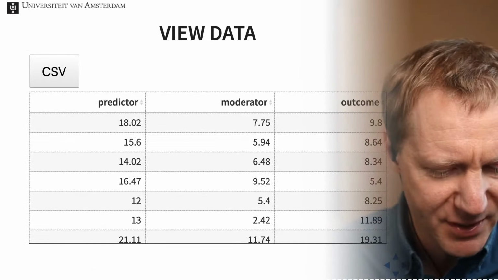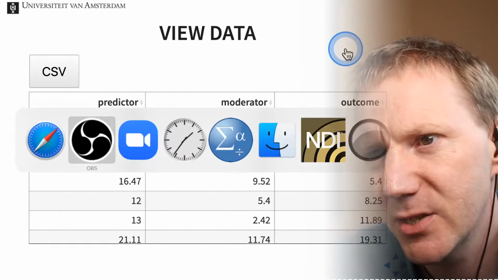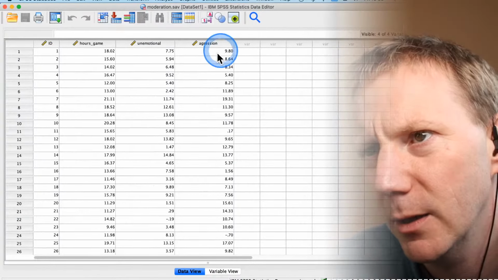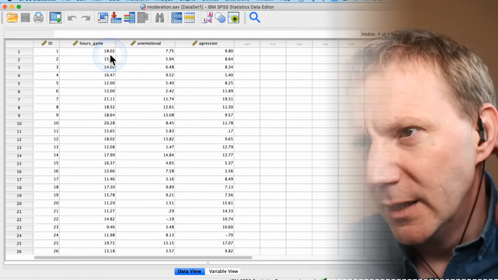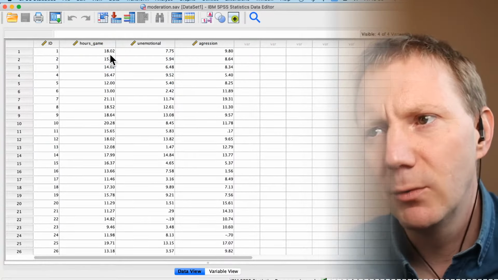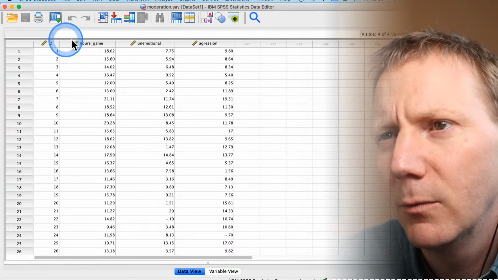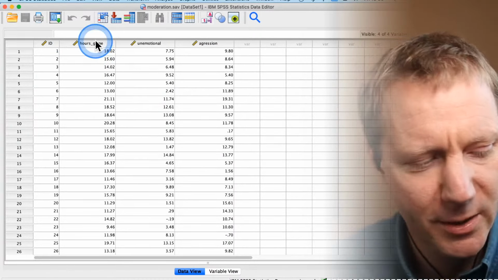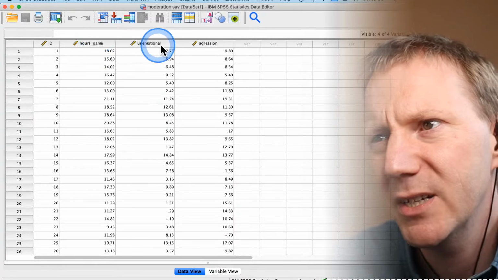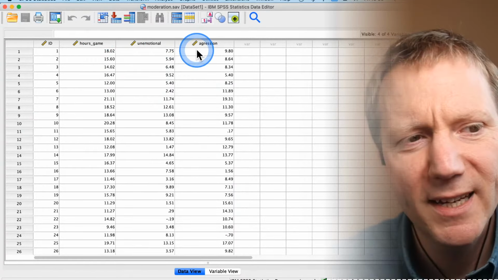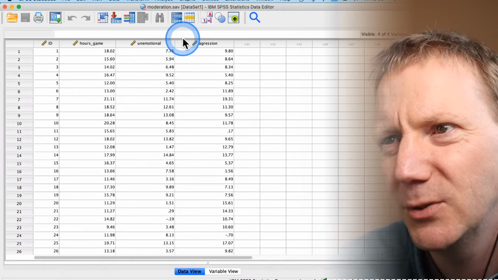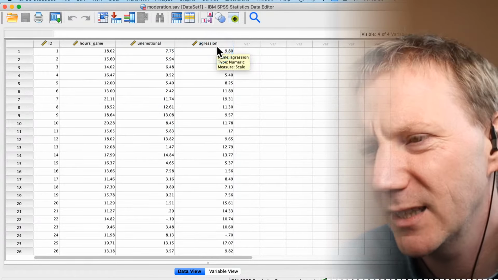Let's try to look at this in SPSS. So we're going to SPSS, and I have these 3 columns in here. What I first want to do is run this analysis within SPSS by using the PROCESS package. And just like yesterday, I want to ask you to run me through this. What do I need to do to get to the moderation analysis?